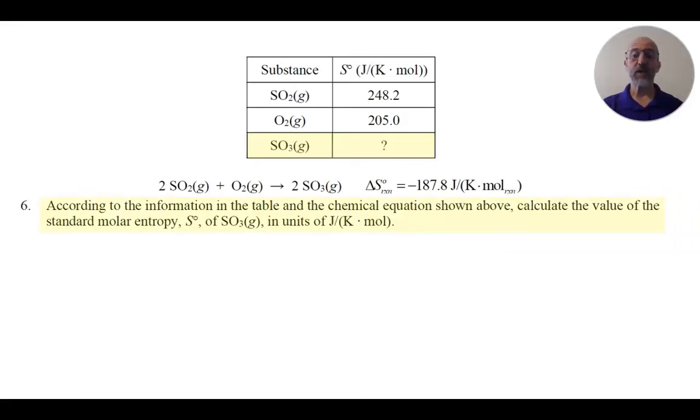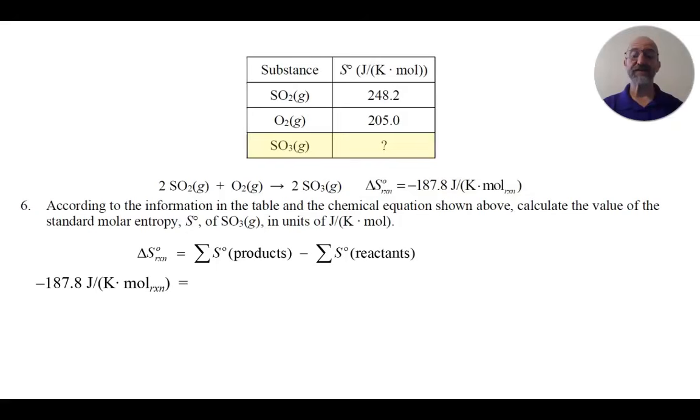So it says, according to the information in the table and the chemical equation shown above, calculate the value of the standard molar entropy for SO3, or sulfur trioxide gas, in units of joules per Kelvin mole. So let's go ahead and write down that equation. So delta S for the reaction is equal to the sum of the products minus the sum of the reactants. And for the delta S of the reaction, we already know that that is negative 187.8 joules per Kelvin mole of reaction. So I will put that value on the left side of the equation.